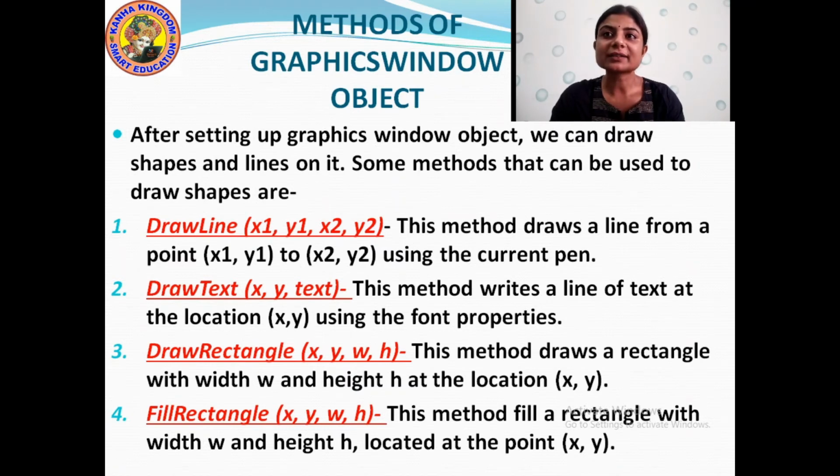So, there are some methods that can be used to draw shapes. The first one is DrawLine. If you want to draw a line inside the program, this is the code that you will use: DrawLine x1, y1, x2, y2.